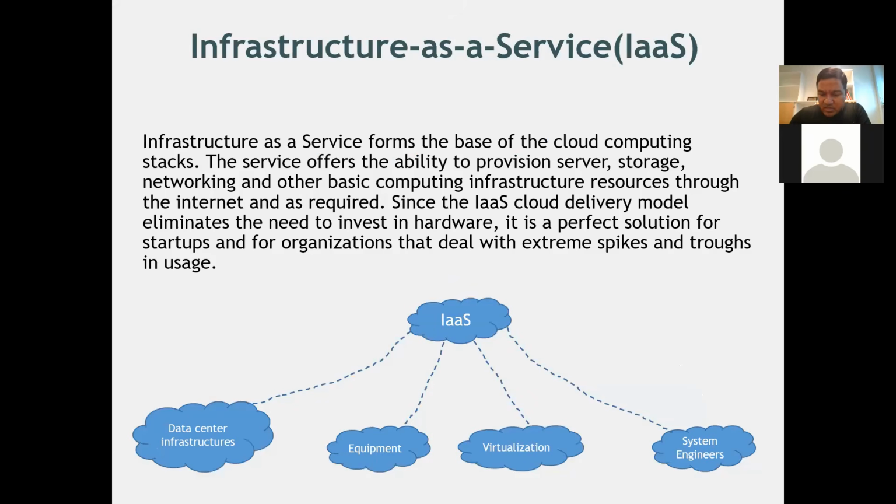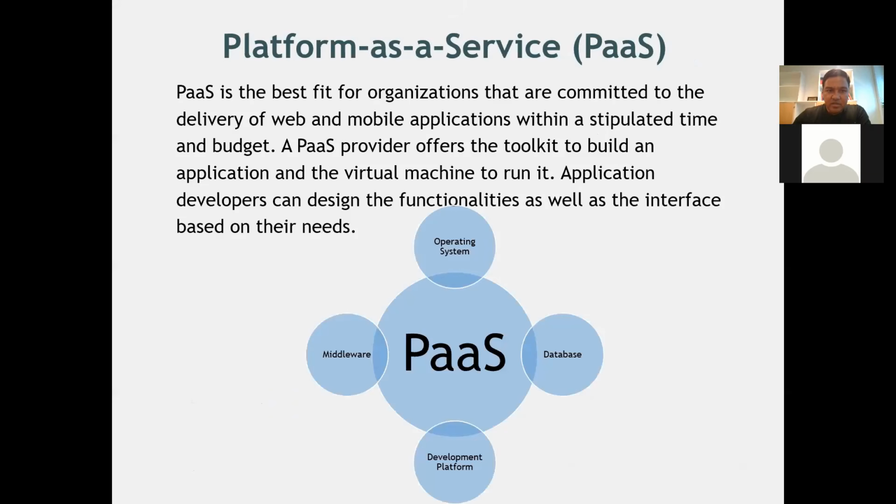We had seen infrastructure as a service, so not going further. Infrastructure as a service, if you think about it, is data center infrastructure, equipment, and virtualization, with system engineers managing the infrastructure. And platform as a service is where, on top of the infrastructure, there is the operating system, the middleware, the database, and a development platform that comes as a platform as a service.